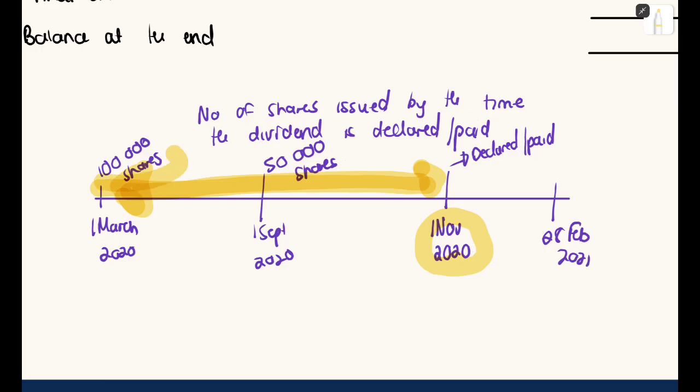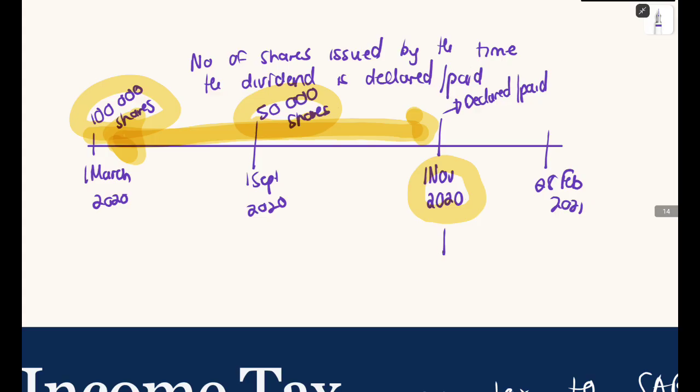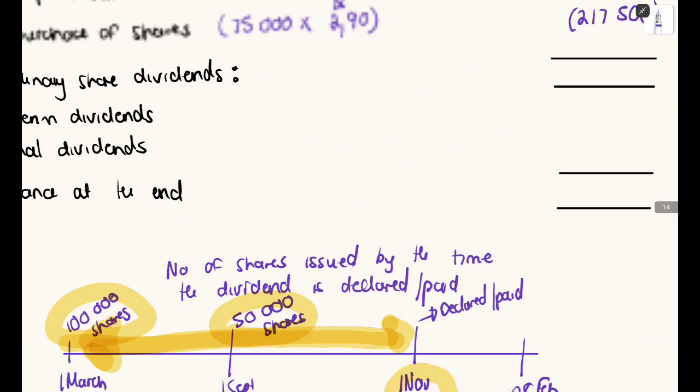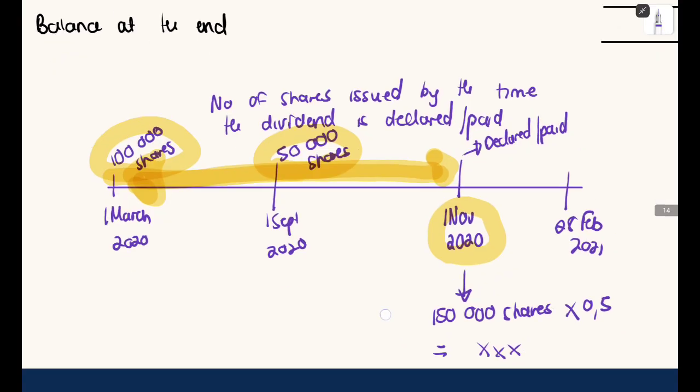I can see that I had issued shares at the beginning, and I also issued shares in September. So in total, by the time the dividend has been declared, I have 150,000 shares issued. And those 150,000 shares is what I'm going to use to calculate my dividend. Remember, they tell you that a dividend is declared at 40 cents per share or at 50 cents per share. If it was declared at 50 cents per share, I'm going to say times 50 cents. The answer I get there would be my dividends declared that I'm going to take to my retained income note.